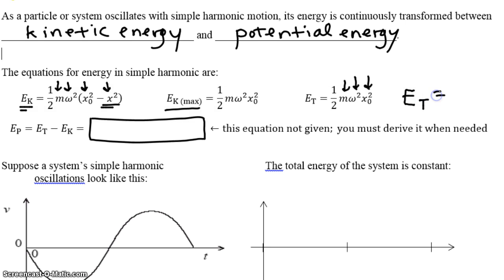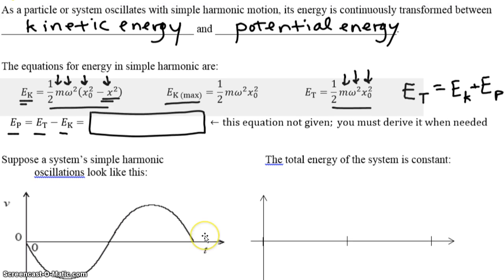At any moment, the total energy equals the kinetic energy plus potential. Therefore, the potential is the total minus the kinetic. So write in the box, or in that space, an expression for potential energy, and you're going to want to take this, and subtract from it this, to get the equation for potential energy. Again, you probably won't need it, but just in case, let's try deriving it, just as practice.